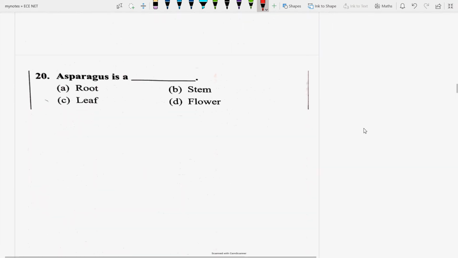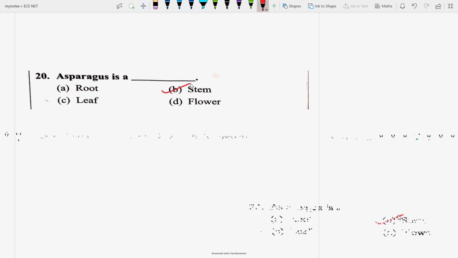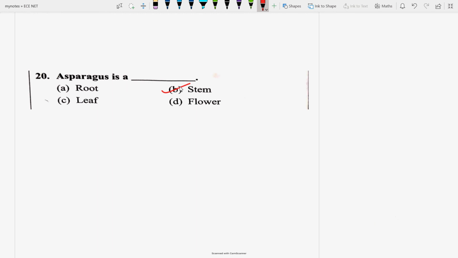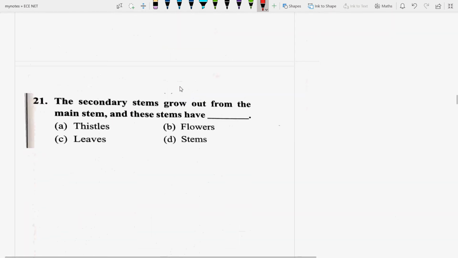Next question is asparagus. Asparagus is what? See, asparagus is root, stem, leaf, or flower. Asparagus is a stem. It is a kind of stem. Next question is, the secondary stems grow out from the main stem, and these stems have thistles, flowers, leaves, and stems. If this is the main stem and some secondary stems are grown out, so these stems are called leaves. These stems are called leaves. Okay.